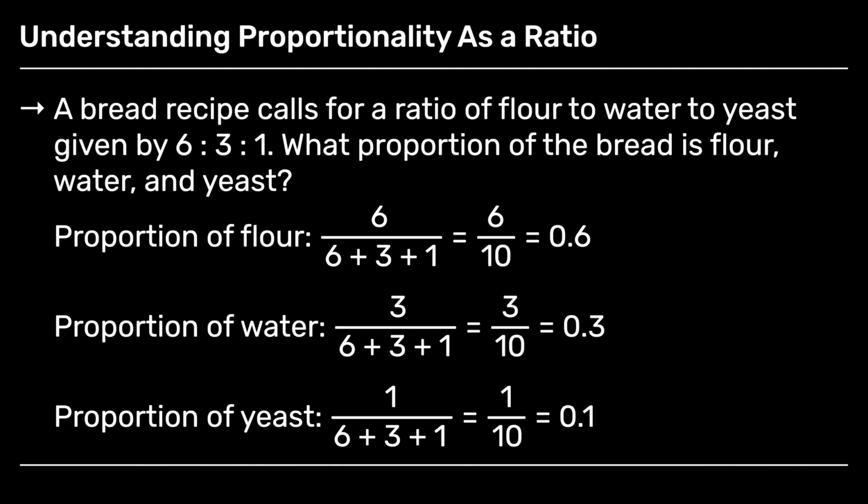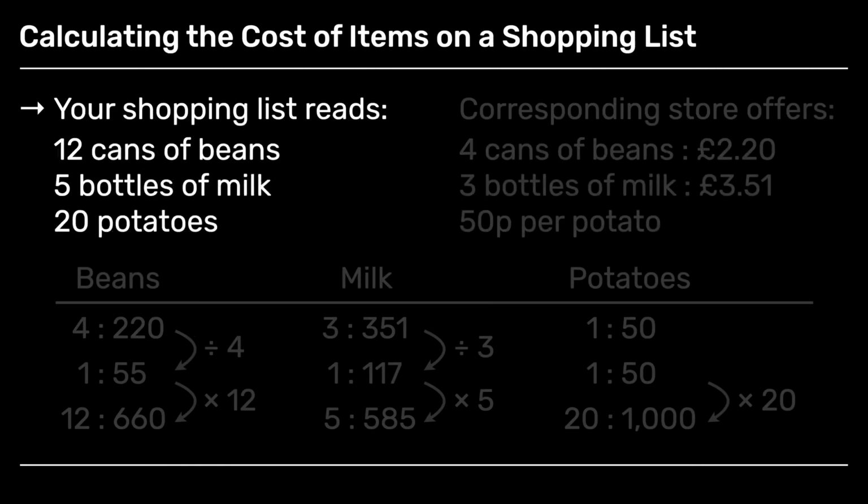So in all cases, we've been able to find out what the proportion of the bread is in terms of the flour, the water, and the yeast by using both ratios and fractions. Let's take a look at one more example, which is going to combine a number of different ratios and money. So it's going to be a bit more complicated.